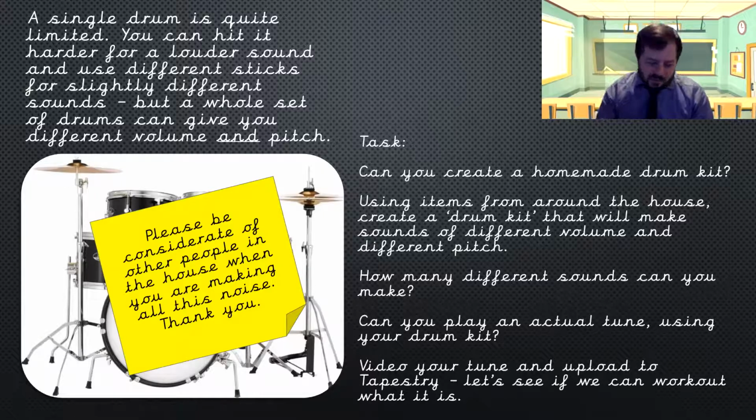Please be considerate of the other people in your house. Don't make too much noise, or do it when it's a time that it's okay for everyone to do it. Don't do it when your sister or brother are on a live session with another teacher, because I think that might be a little bit distracting. But have fun with it.